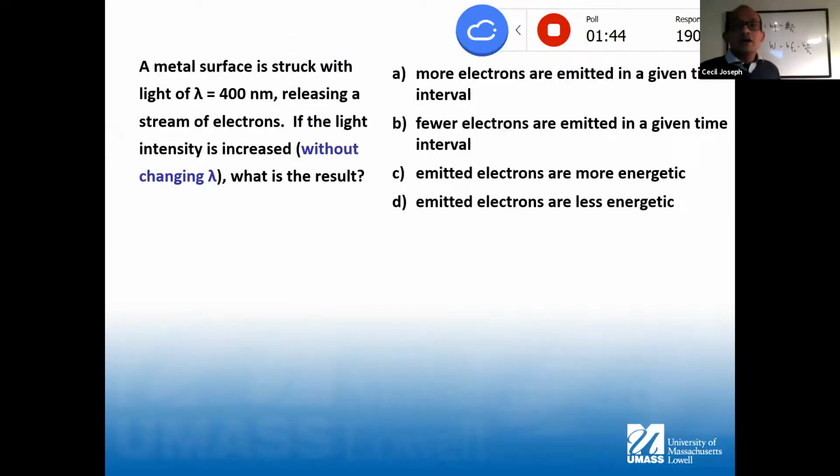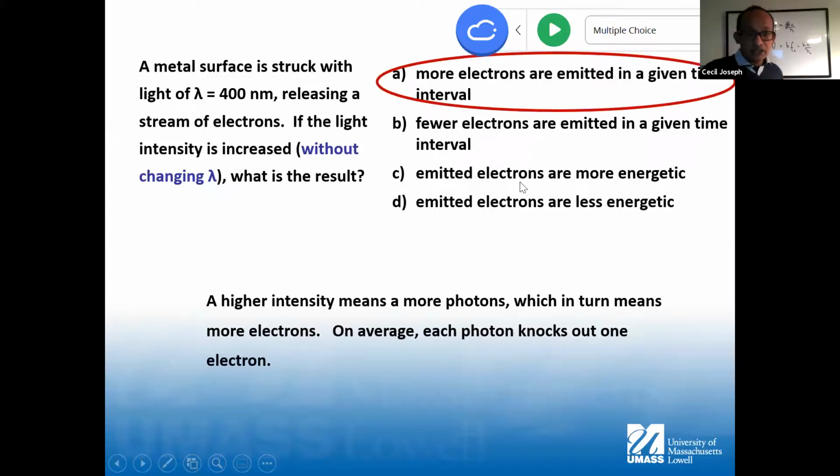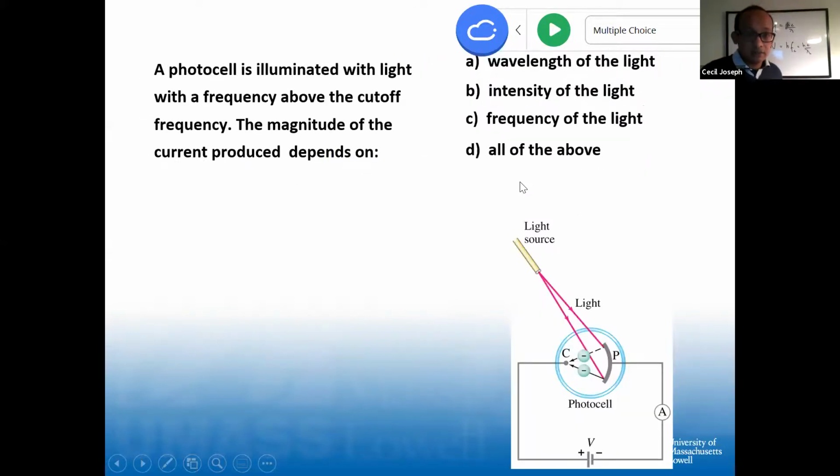Very good. Okay, I'm going to close this. So you eject more electrons in the same time interval. And one last question. Actually, sorry, no one answered that. I'm going to actually close out of this before I send it out. Yeah, there you should get it now.